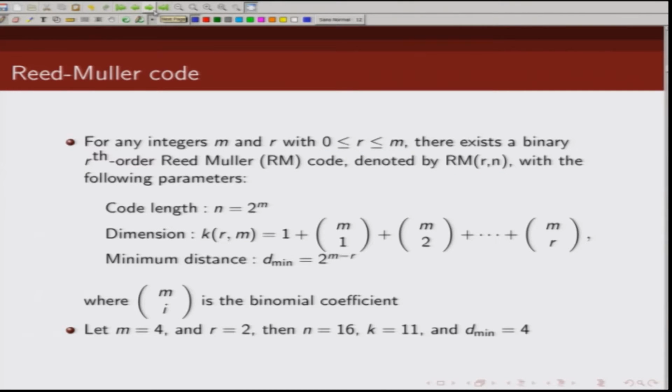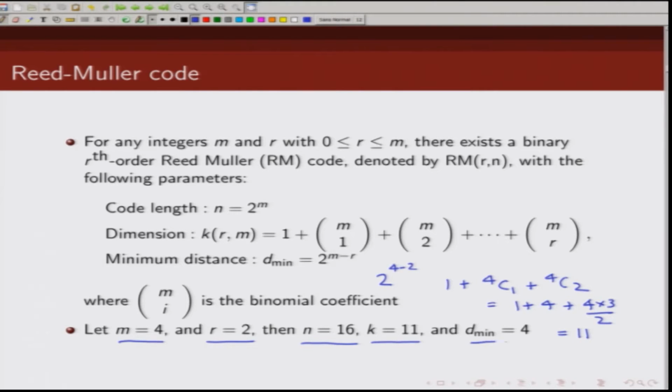So, let us take an example. Let us take m to be 4 and r to be 2. In this case the length of the code word will be 2 raised to power 4, which is 16, and since the order of this Reed-Muller code is 2, k will be 1 plus 4C1 plus 4C2. So, this will be 1 plus 4 plus 4 times 3 by 2, which is 1 plus 4 plus 6, equal to 11. So, k is 11, and the minimum distance is 2 raised to power 4 minus 2, which is 4.